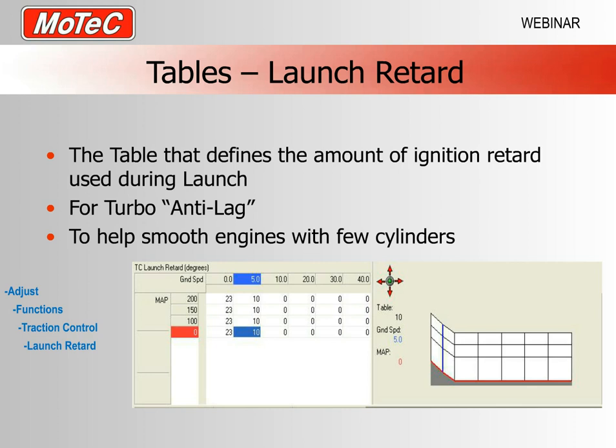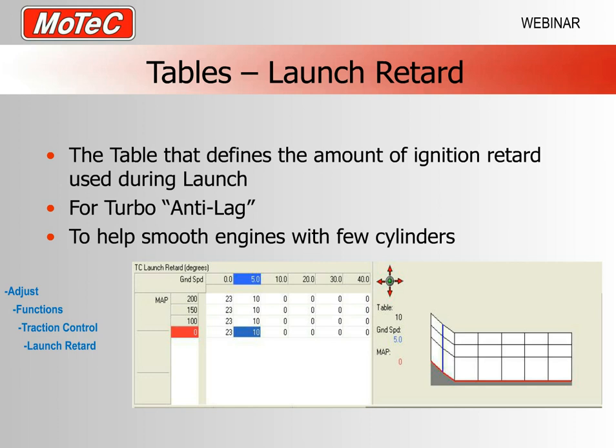So maybe for turbo anti-lag, where you want some cut and also some ignition retard as well, we can use this table. Now this table will be on while the main RPM limit table is on. So again, based on my previous example, at 50 kilometers an hour, this table turns off as well. You can just sort of see here that I've got this one based on ground speed also, and I've also got it based on the actual manifold pressure.